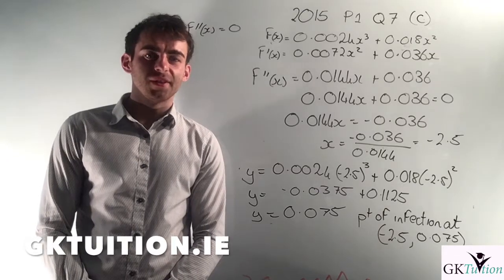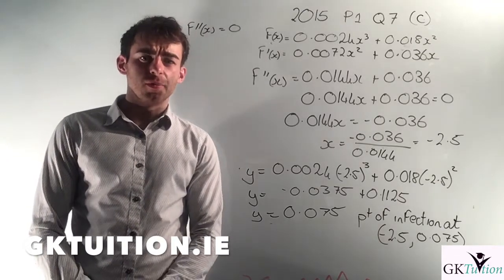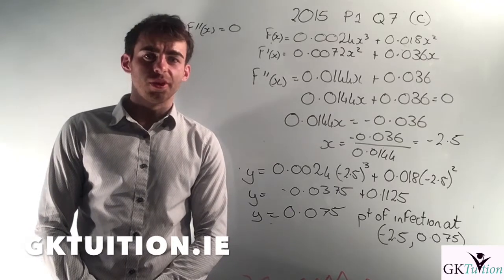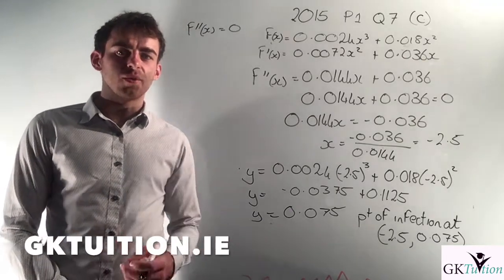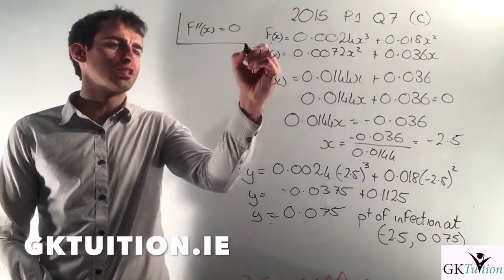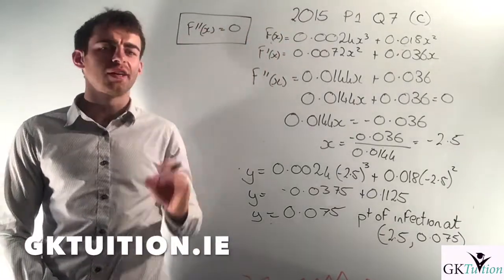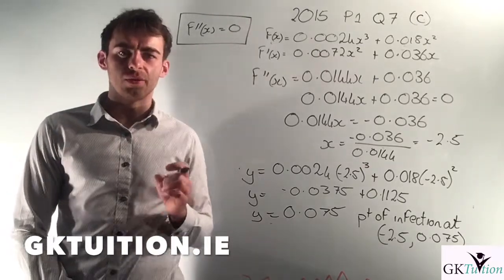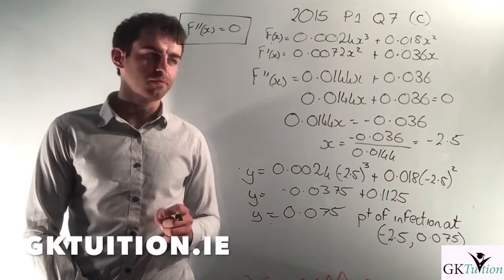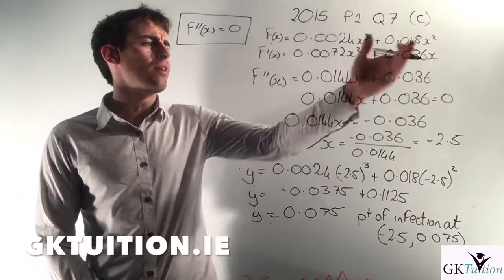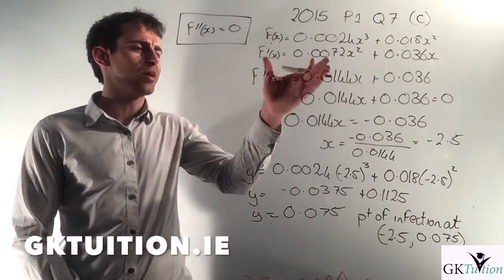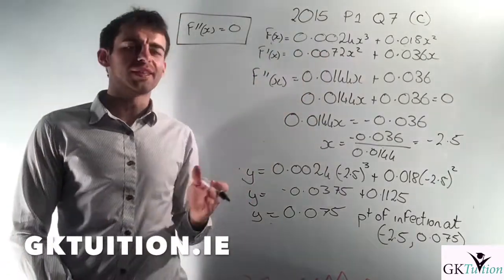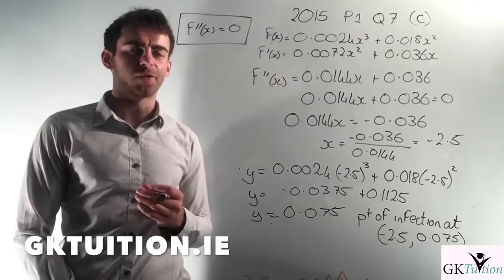Okay, so for part C of this question, we're asked to show that a point of inflection exists at the coordinate minus 2.5, 0.075. Now straight away you should recognize that at a point of inflection, the second derivative is equal to 0. So they're telling me, let your second derivative equal 0 and find the coordinate. So we know that we have here our f of x, and in the previous parts of the question we've been working with f dash x, our first derivative.